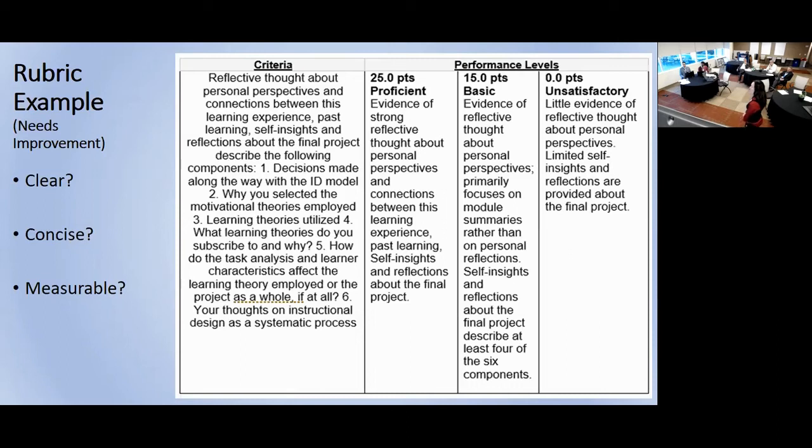We've got 3 performance levels listed, proficient at 25 points, basic at 15 points, and unsatisfactory at 0 points. Are these the only options that we have? If I'm grading this, it's going to be a little bit tough. Can I give 10 points? Can I give 17 points? If I give 14 points, is that going to be considered unsatisfactory? So it's a little confusing in that regard.